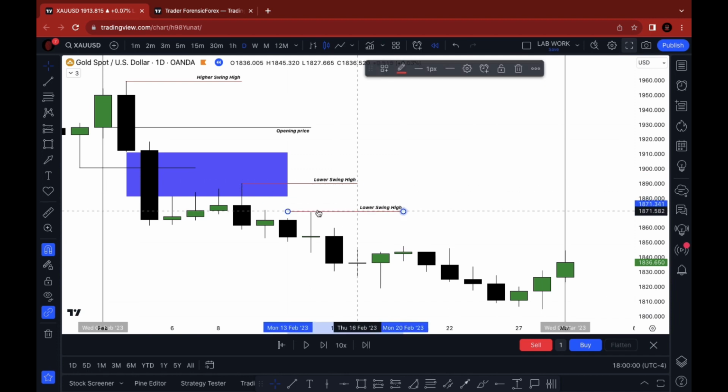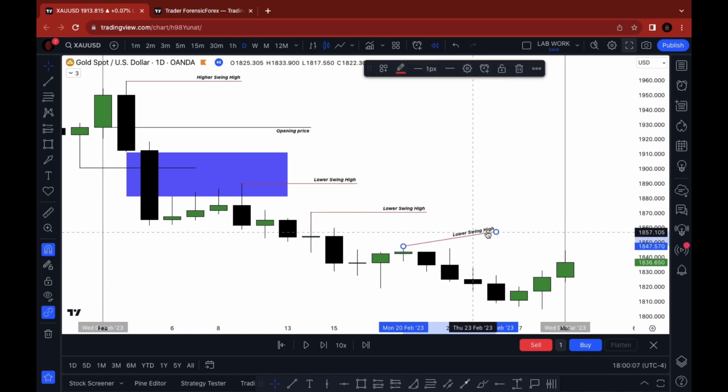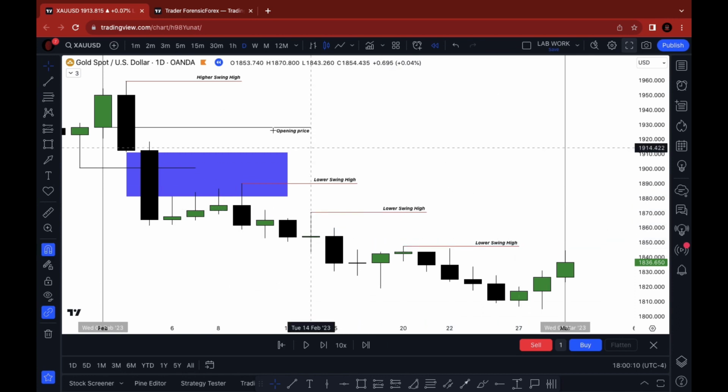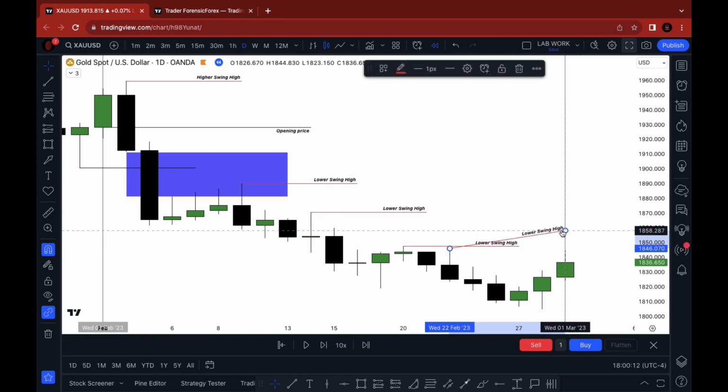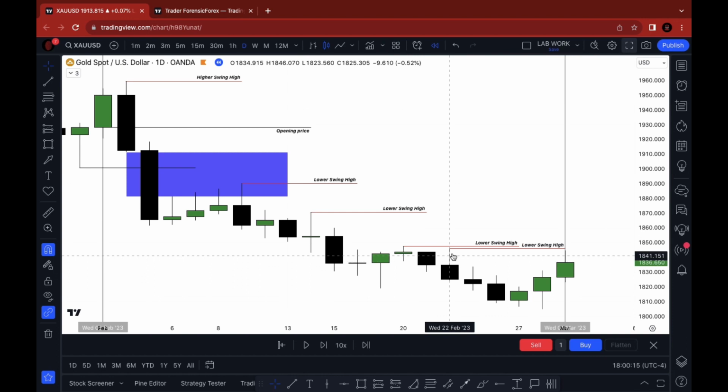You can see another one here. This is a lower swing high formation. We have another one here. Lower swing high formation. It's showing you signs of being bearish. There's another lower swing high formation. You can see price fails to come up and take out that high. Instead, it gets close and continues to break down.